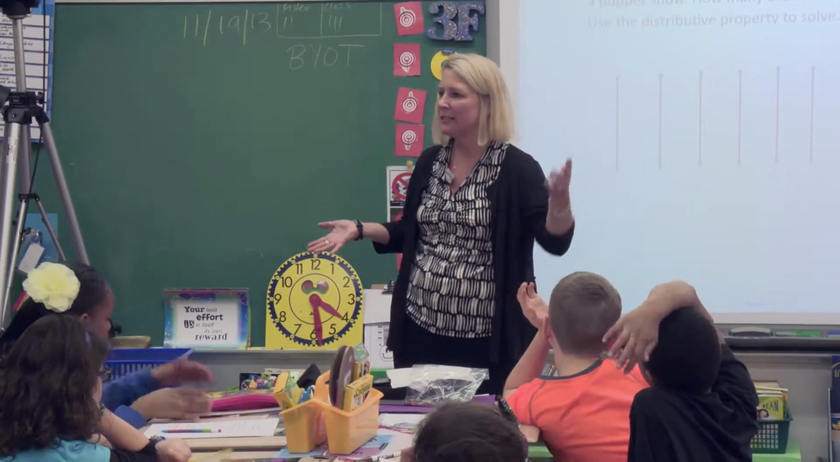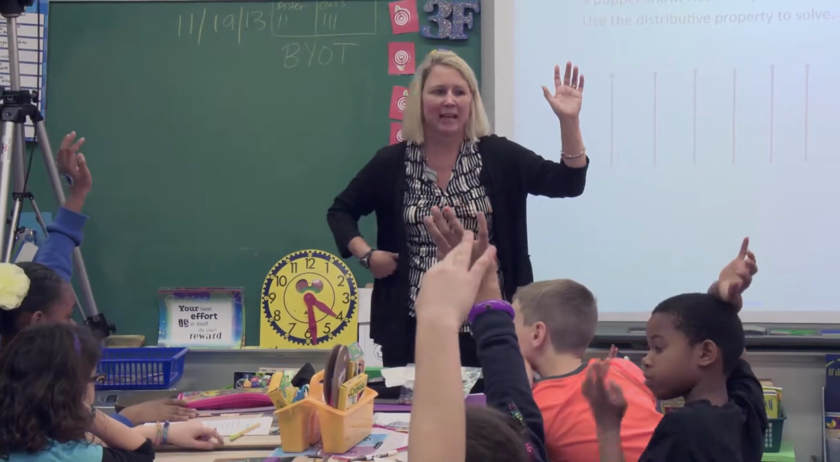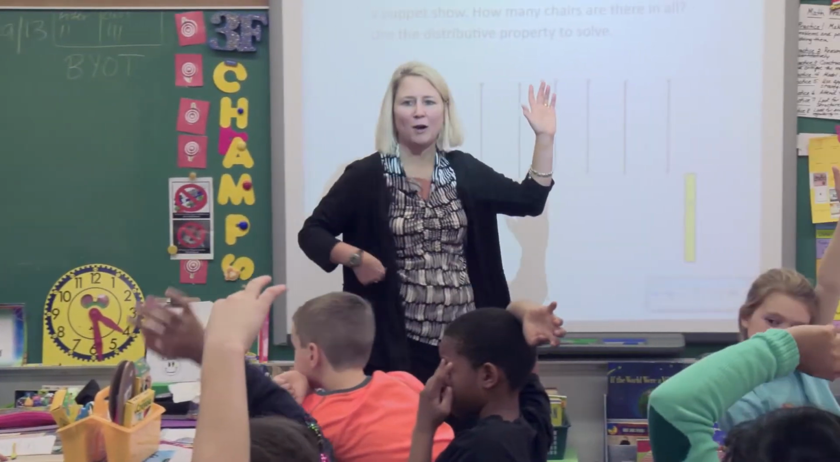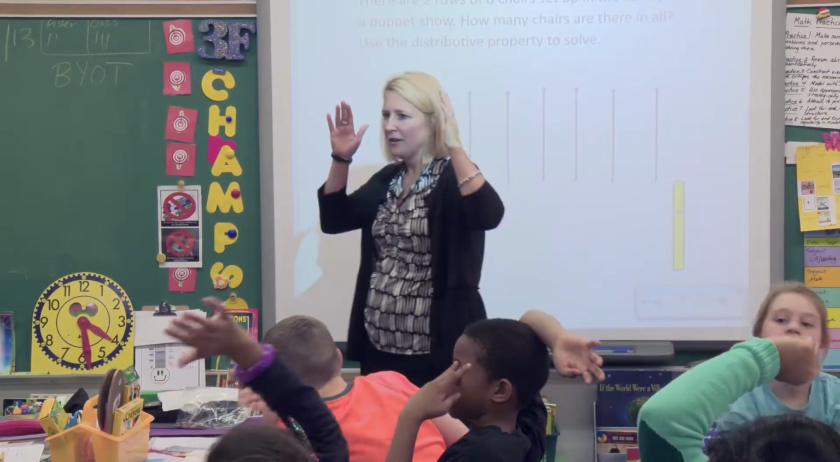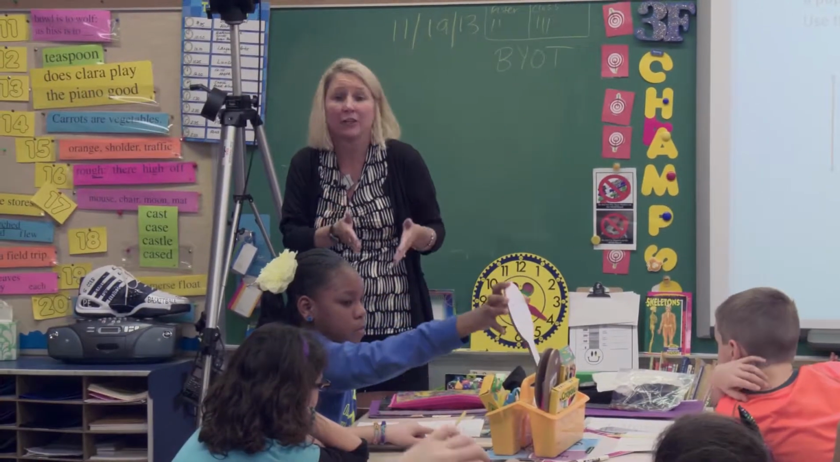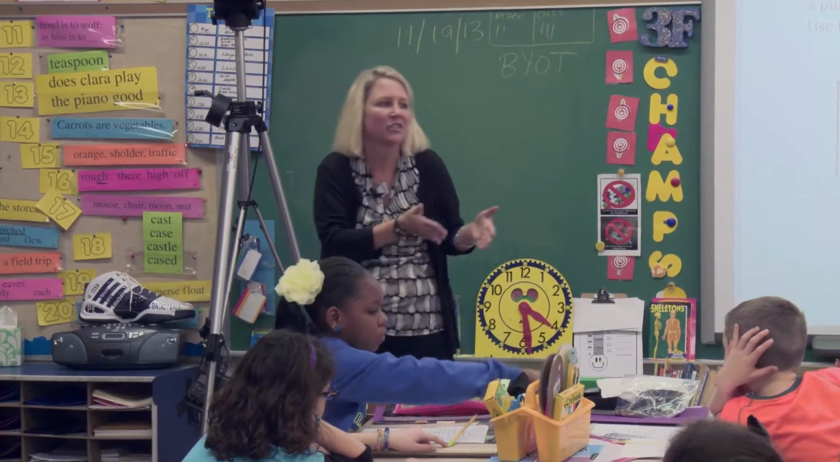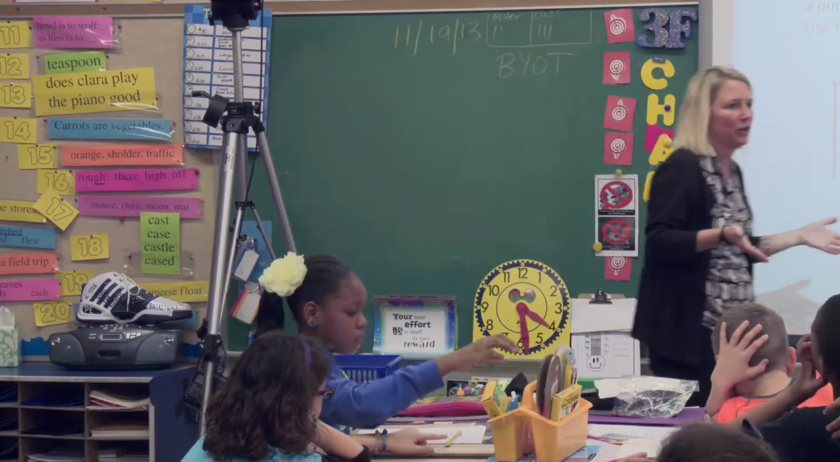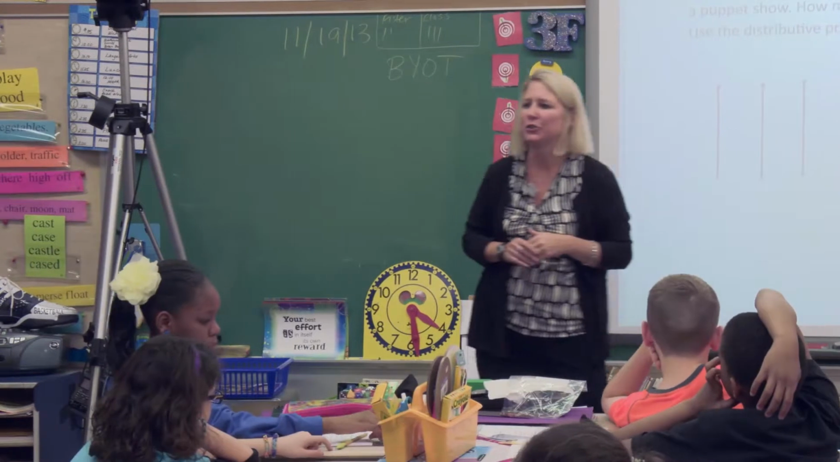How many have ever been to an ATM machine? And when they ask you to take out money, now you can decide how you want the money. You can get just two $20 bills, or you can get all fives, or you can get all ones. So even our technology is breaking apart our money. Where else would we use the distributive property?